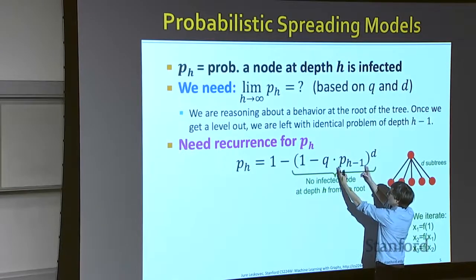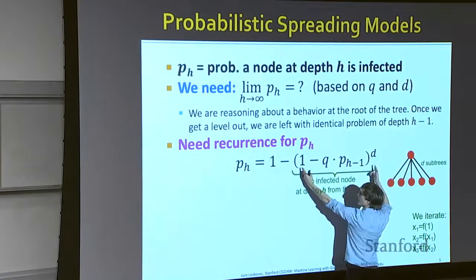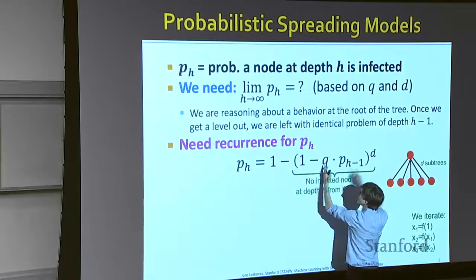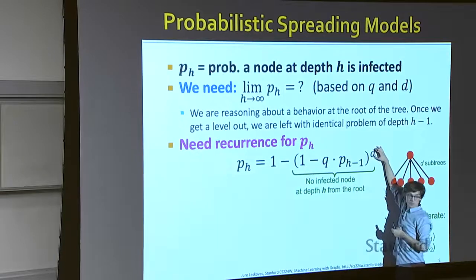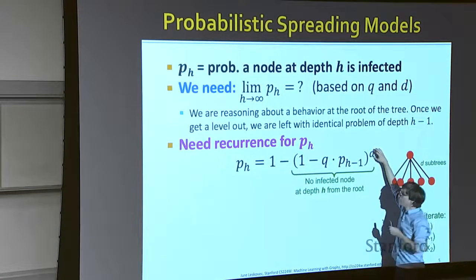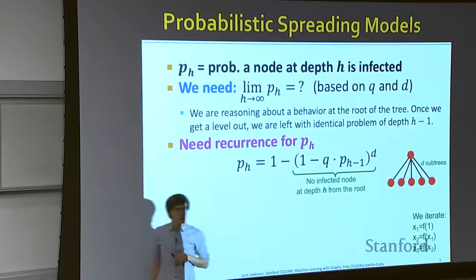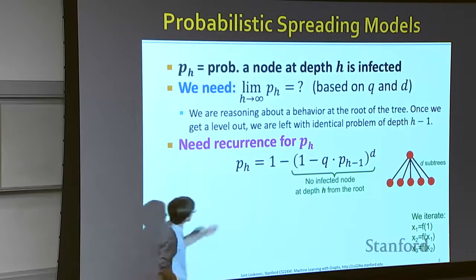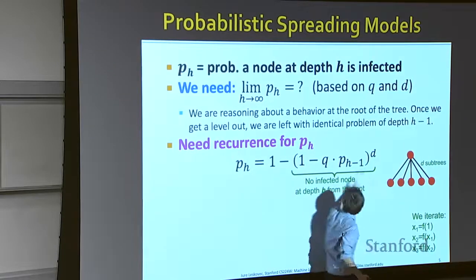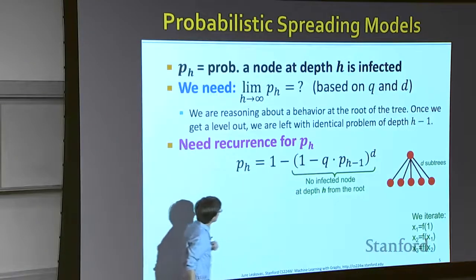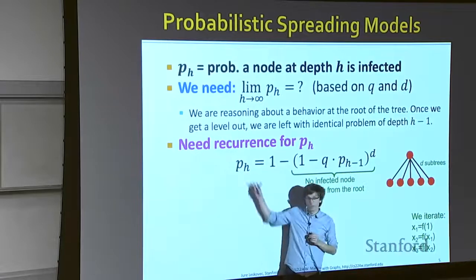What am I doing here? This is the probability the parent is infected. This is the transmission probability. 1 minus that is the probability that there is no transmission, and I want no transmission over all the D children, right? And 1 minus that is the probability that at least one of the transmissions will succeed, right? So that's how I connect the probability from the parent to the probability at the next level. Okay, so now we have a recurrence relationship that links h minus 1 to h.